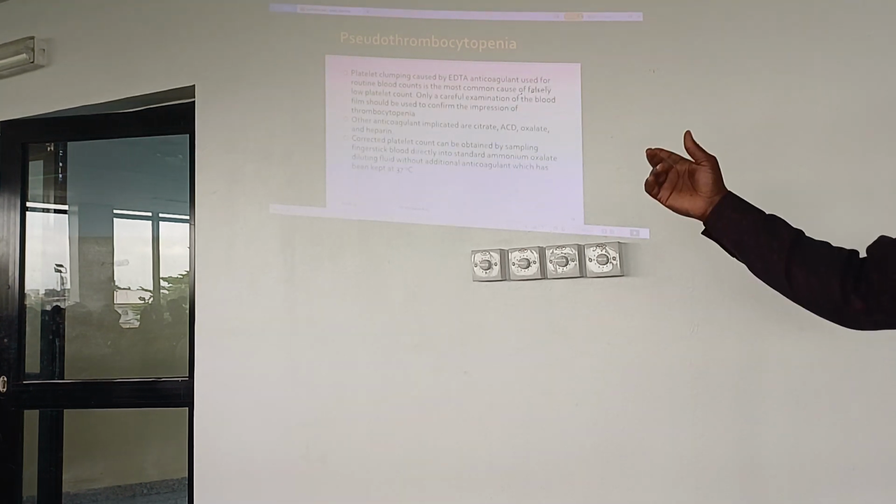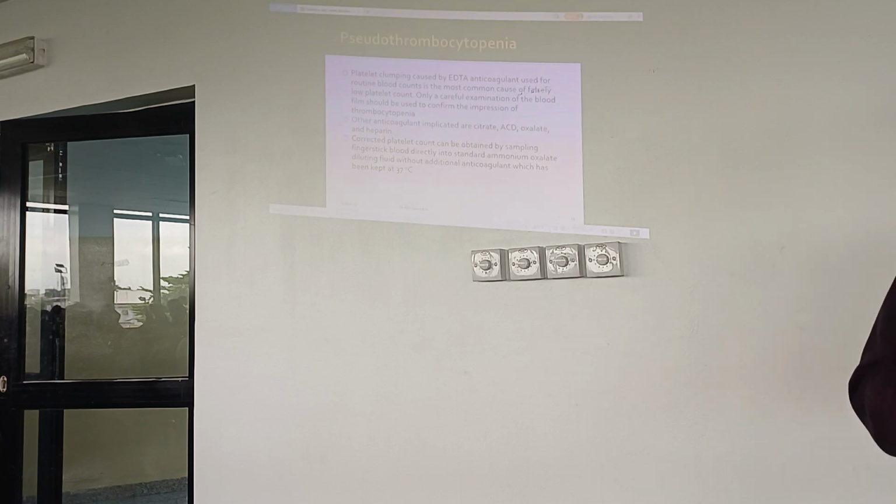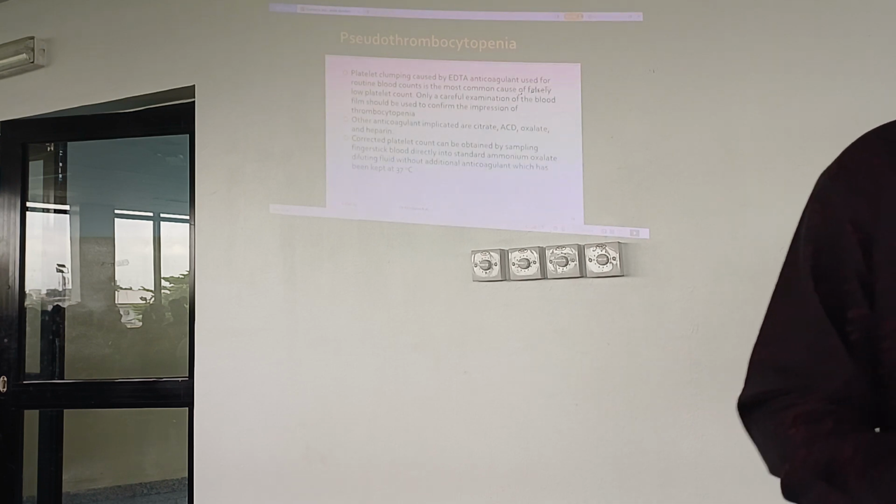A corrected platelet count can be obtained by sampling with a finger stick. Just do a finger prick, press the blood straight onto a slide, make a smear and stain. So you'll be able to confirm that it's truly thrombocytopenia.